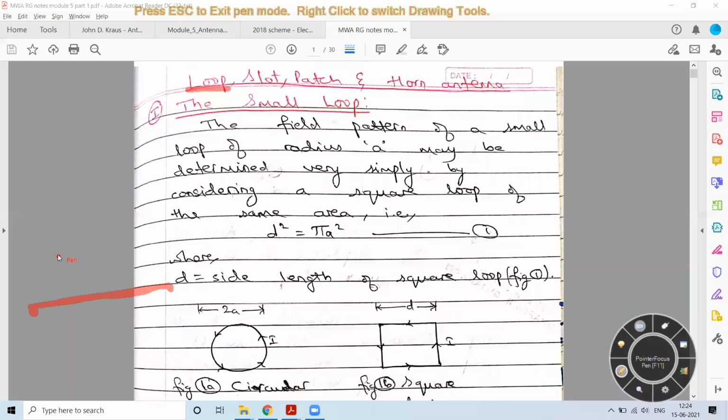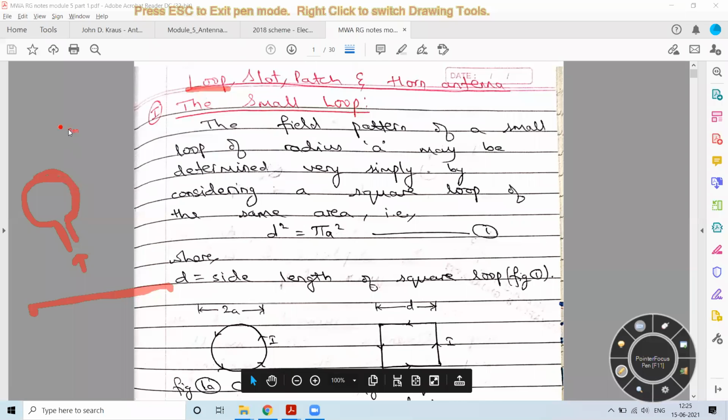Now, what I do is I create a loop out of this wire, and I feed the input to this structure. If it radiates, then such a structure, which is forming a DC short circuit, is called a loop antenna. Now here the loop can be in any form. Here we have shown it as circular, so the loop antenna can be circular in shape.